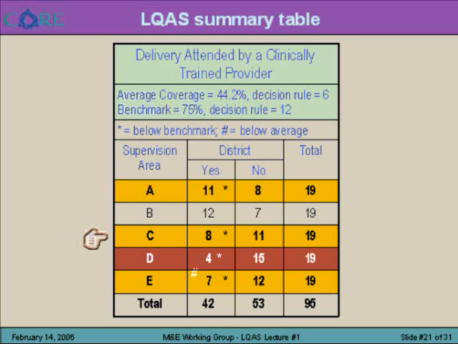A, C, and E, the ones highlighted in yellow, fall below the decision rule of 12 for the coverage benchmark of 75%. There is one supervision area that we can say is above the average coverage and above the benchmark. That is supervision area B, as the number of correct answers found in this supervision area for this particular indicator is higher than or equal to 12.